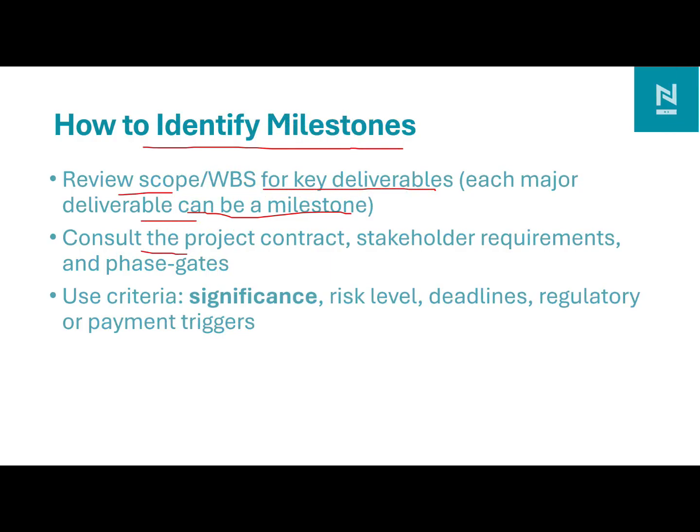Also, we can consult the project contract, stakeholder requirements or phase gate. For example, if you want to go from stage 1 to stage 2, or from design phase to construction phase, then we can define a milestone. So we need to define the criteria for it: that it is significant for the project, that it is a risk for the project, and that it should be maintained in the project, and any miss on those activities will impact the project completion.